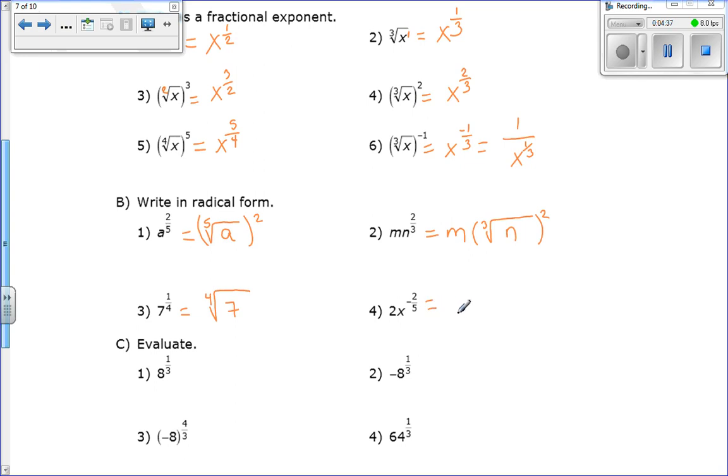For number 4 here, the 2 is not being raised to the power, so it's 2. And then we'll have the 5th root of x to the -2 power. And we cannot leave our negative exponent, so this is actually going to become 2 over the 5th root of x, and then the whole thing raised to the 2nd power.